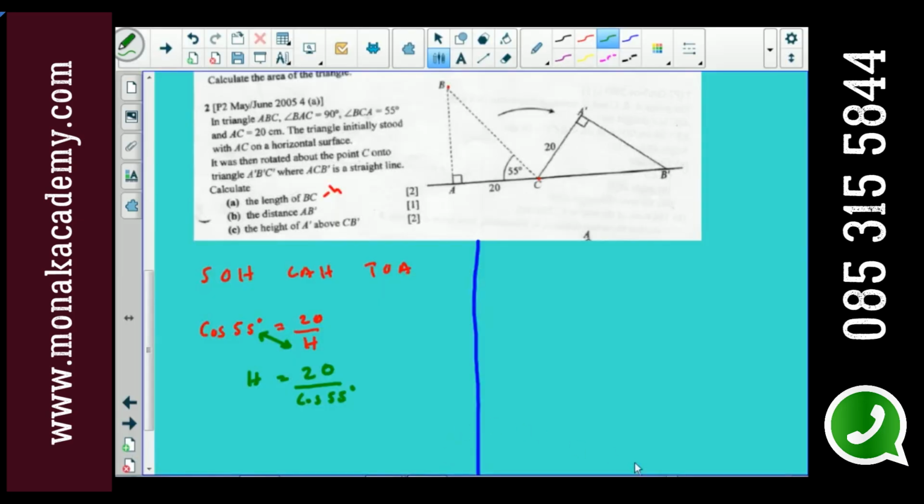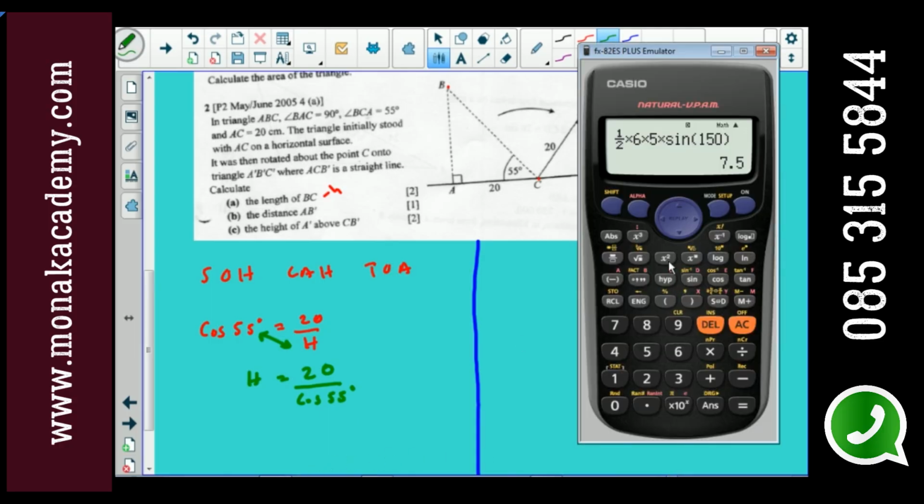34 point... So it will be 34.7. Alright, is that correct? Do you agree? 20 divided by cos 55. 34 point... Sure. What will you round off with? To 3 significant figures. So it will have to be 3 numbers after the comma. No. That's the difference between significant figures and decimal places. So it's 34.7 or 34.9? Very good.